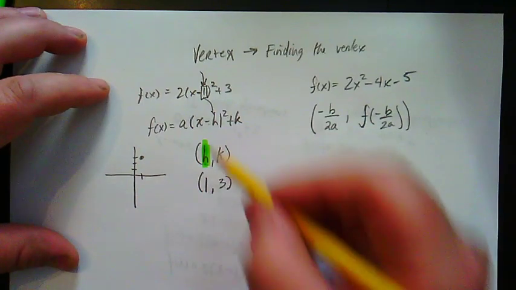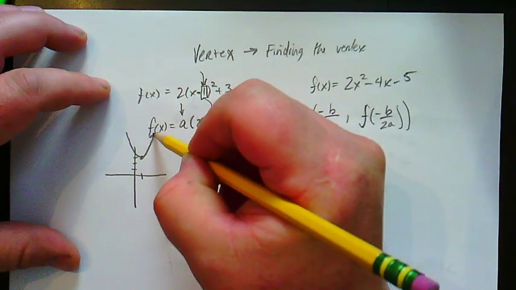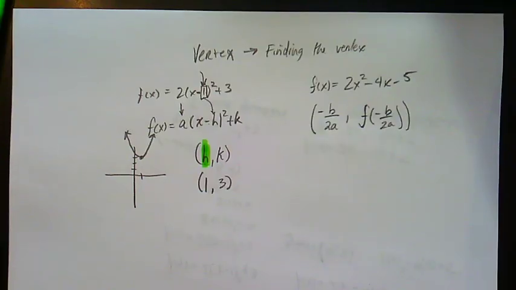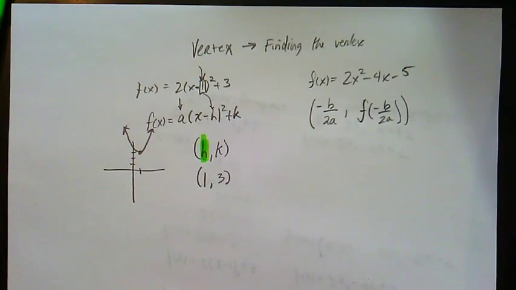Now, do you guys also see how a is a positive number? That means this graph's going to go up. This is the first example that we've seen where we don't have any x-intercepts. First example we've done in the last couple videos.